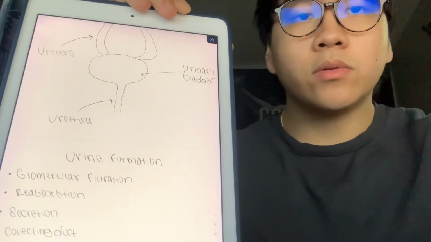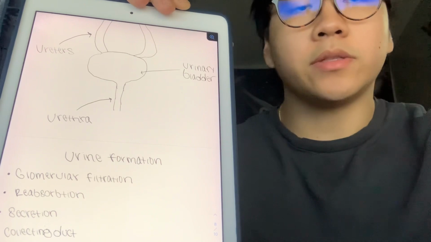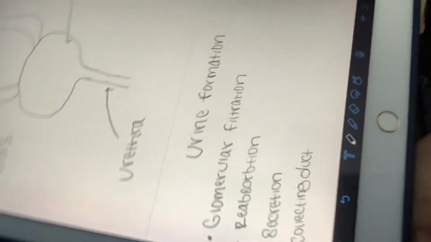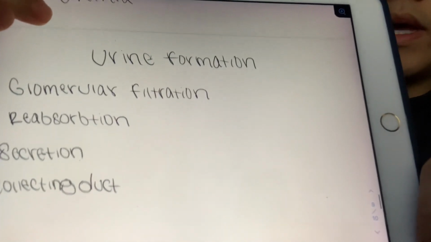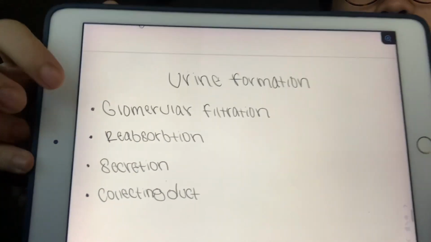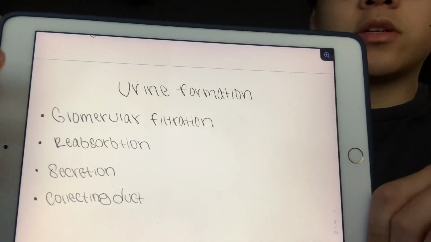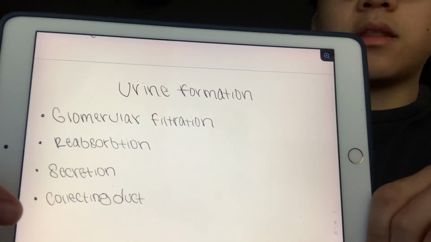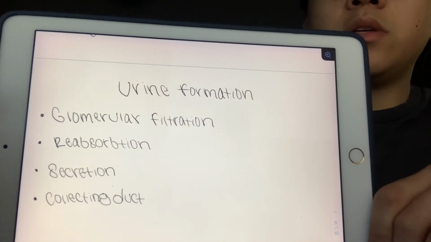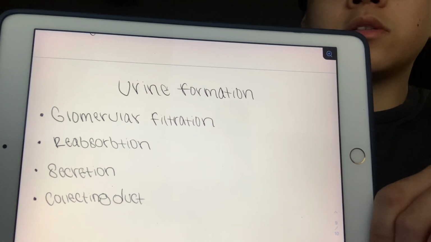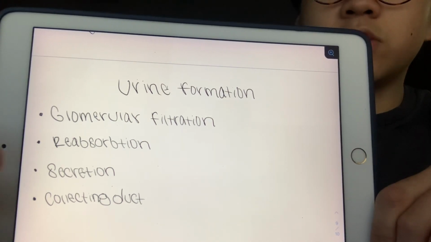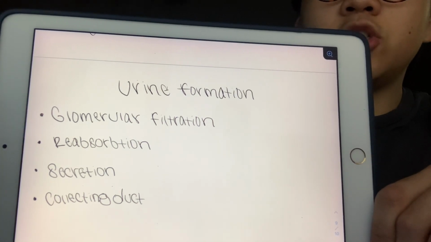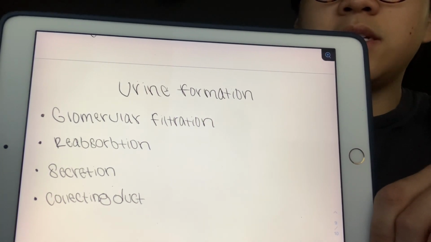Next in this video, I'm going to be going over urine formation within the glomerulus and the kidneys. If we zoom in right over here, we have urine formation. Urine formation consists of glomerular filtration, reabsorption, secretion, and then the collecting duct. To be more specific, urine formation first occurs with the blood containing the nitrogenous waste, which consists of urea, uric acid, creatine, etc.